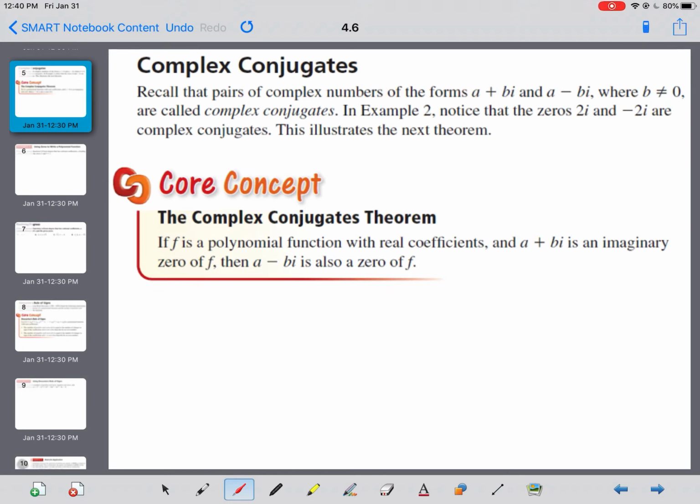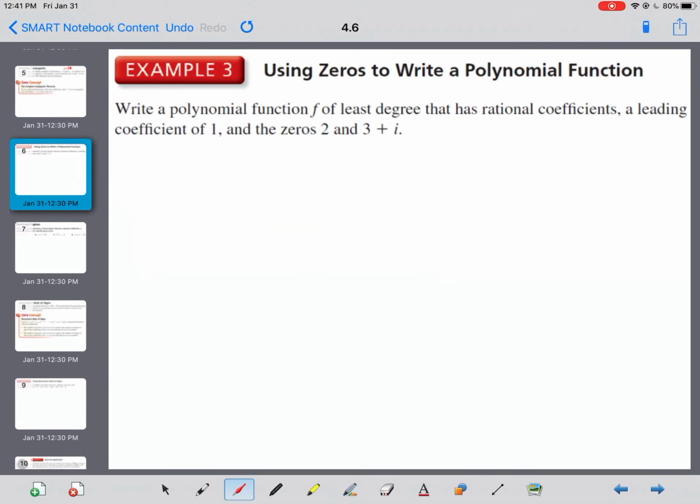Complex conjugates. Remember that i is the square root of negative 1. We talked last section that if there's a radical as part of your solution set, you're going to have both a plus and a minus, a positive and a negative version of it. The same thing goes whenever we have an i because it is a radical. If you have a plus bi, you're going to have a minus bi. If you have 2i, you're going to have negative 2i. You're always going to have the conjugate. So if they give you the zeros, they say x equals 2 and 3 plus i, remember that you're also going to have 3 minus i.